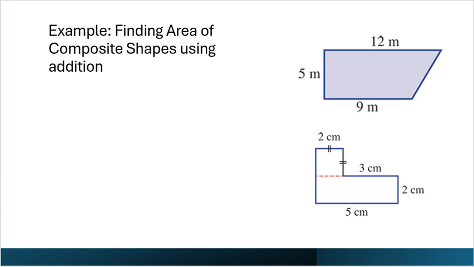Alright, the first example mainly focuses on addition, so just make sure you highlight the word addition here. What I'm going to do, step one, is break this weird shape up into easier ones that I can work with, just like this. So I can break this up into a rectangle and a triangle. I now need to find the area of both of these. So for number one, I've got a rectangle here.